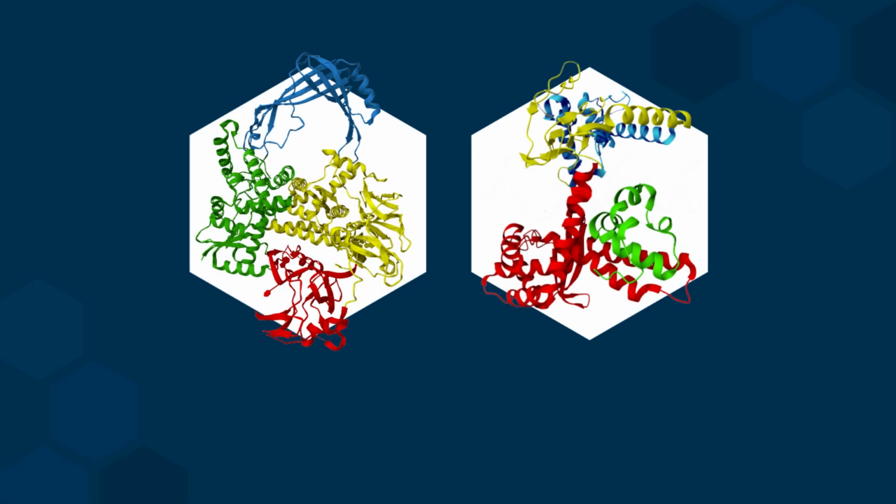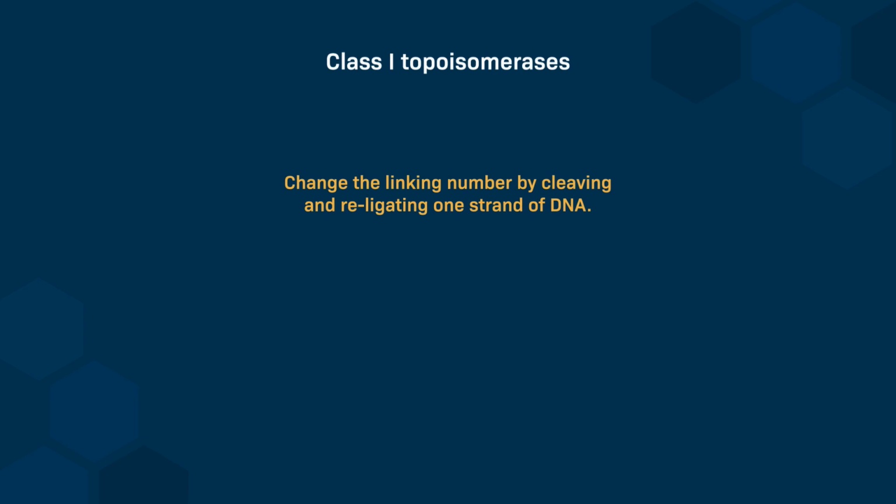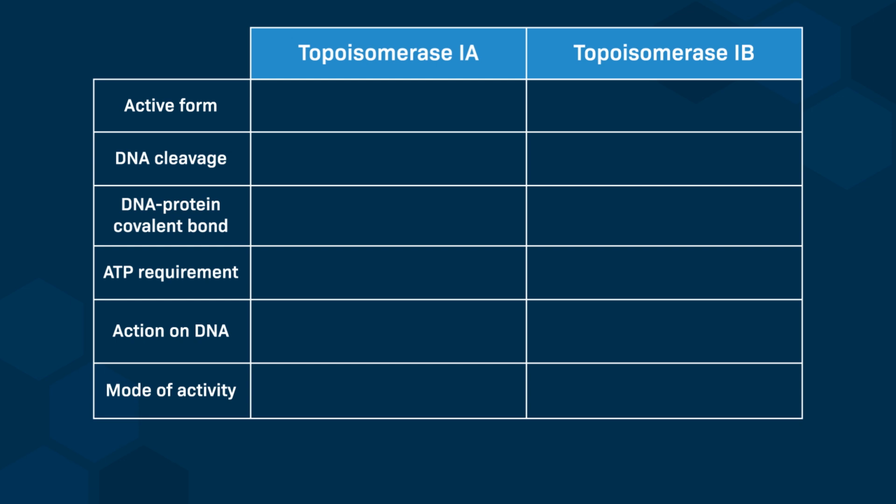In this video, we will describe the activity of topoisomerases, specifically focusing on class 1 topoisomerases. Remember that class 1 topoisomerases alter the linking number by cleaving and religating only one strand of DNA. Topoisomerase 1 can be further categorized into two groups based on differences in their mechanism of action, topoisomerase 1A and topoisomerase 1B. Let's examine the differences and similarities between these two topoisomerases.